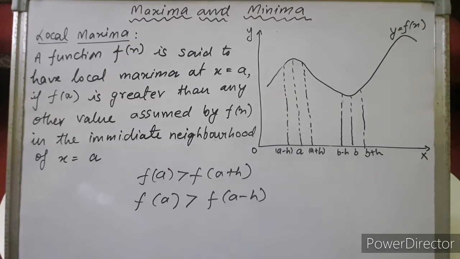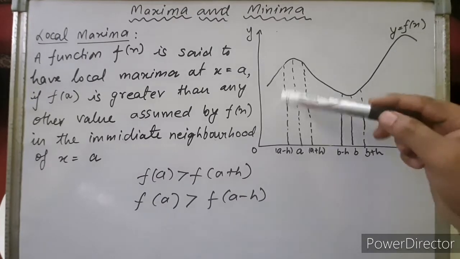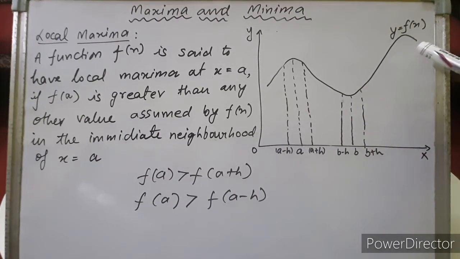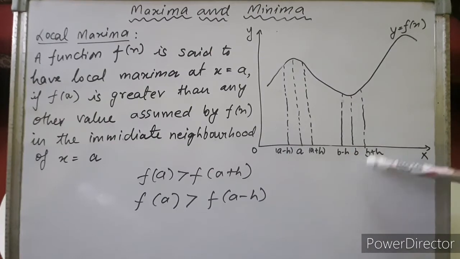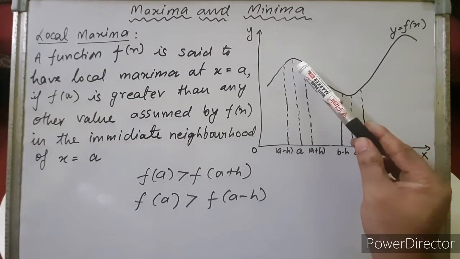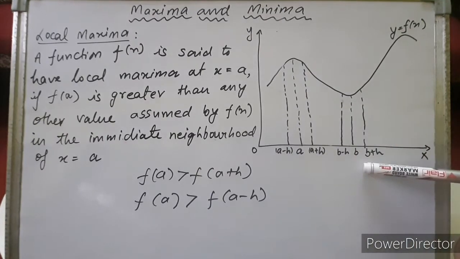Children, today we are going to discuss the topic maxima and minima. So maxima and minima means maximum and minimum. If y equals f(x), this is the equation of the curve y, and you can see that in this particular interval a and b, the maximum value of the curve is at a and the minimum value of the curve is at b, but this is not the absolute maximum or absolute minimum, right?